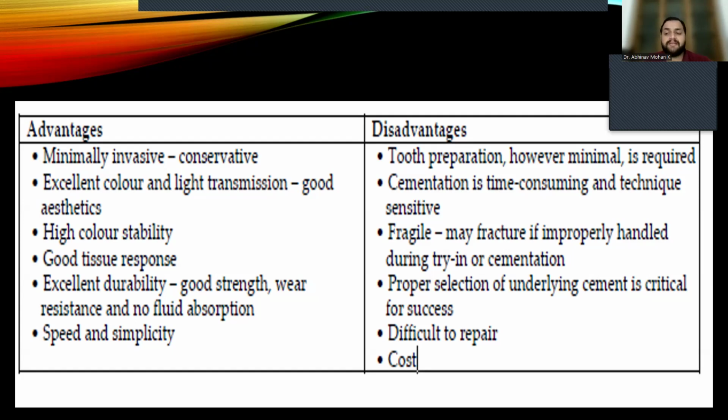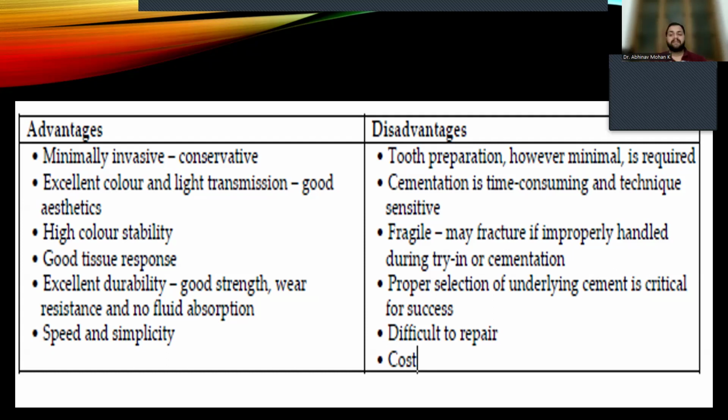And it is absolutely difficult to repair a fractured veneer. The best option is to cut through them, remove them, and go for a refabrication. And obviously, you do have a cost factor coming into play when we talk about ceramics, and that is going to be expensive when we consider a full mouth, canine to canine smile correction.